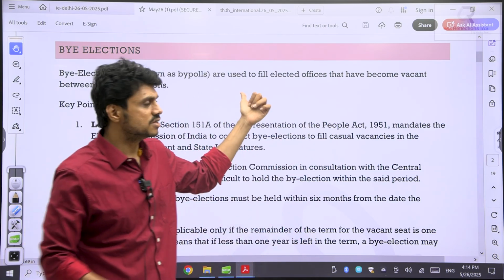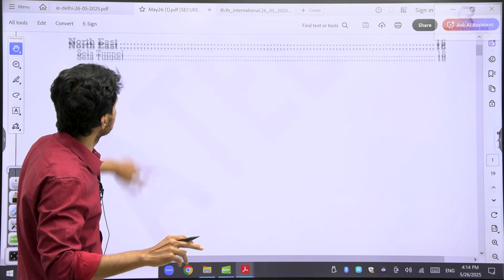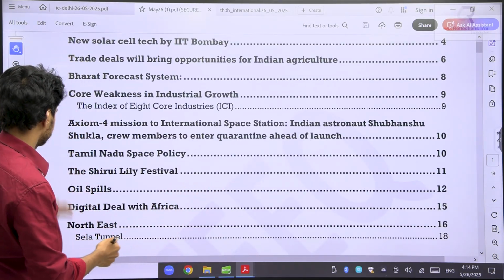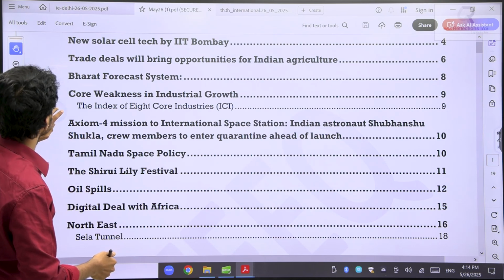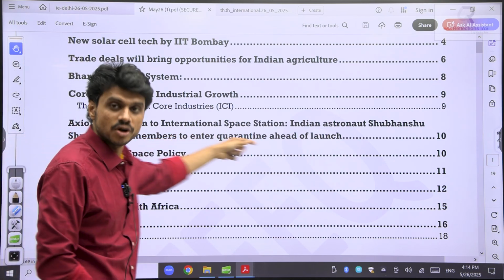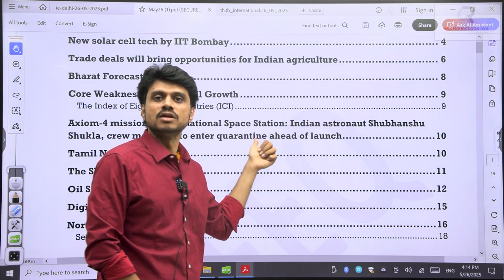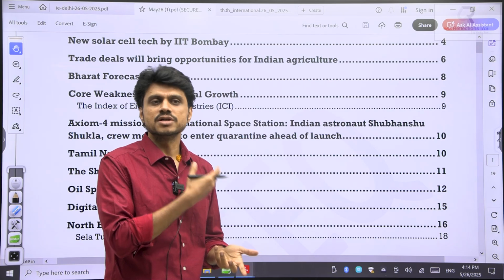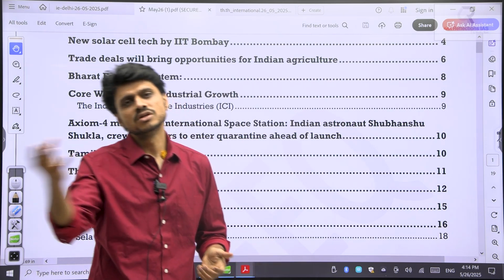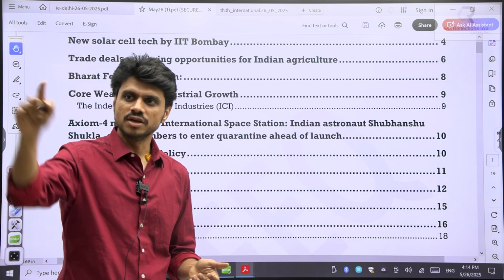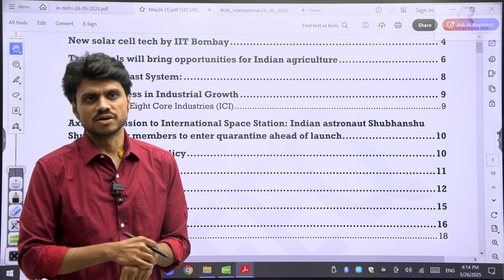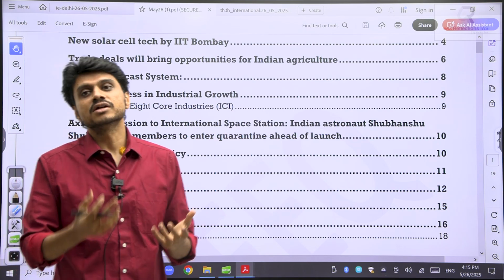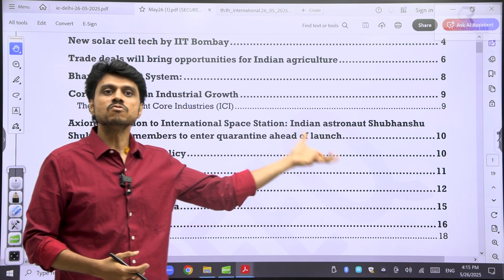You might have seen, today also we'll see a topic that is getting repeated: Axiom formation. They have already asked a question and we have also done this. So again the same thing is repeated. Whoever is selected for this mission is kept in quarantine before being taken into the spacecraft. Like I said, you need to just recollect in your own language what this Axiom mission is.